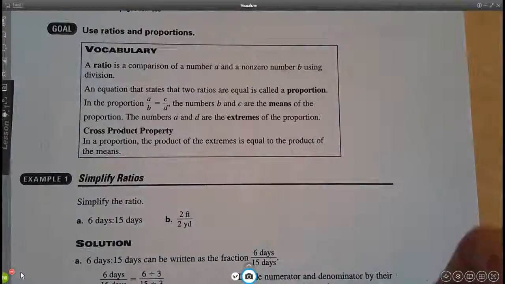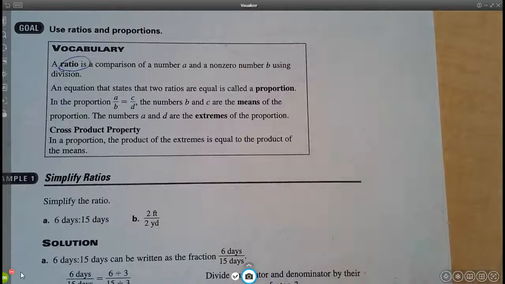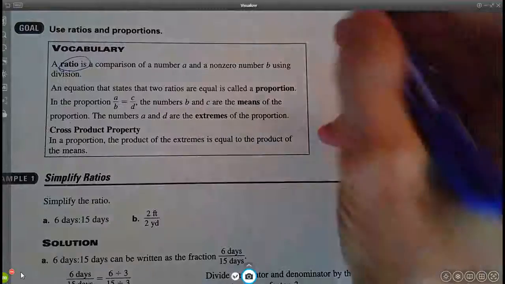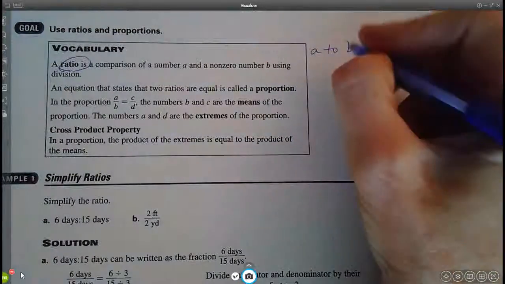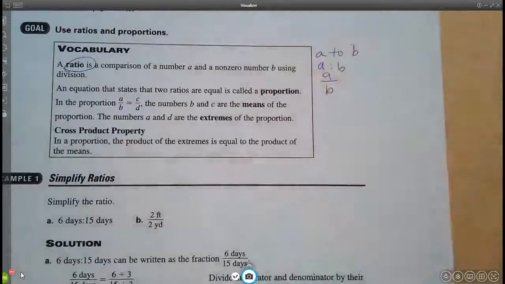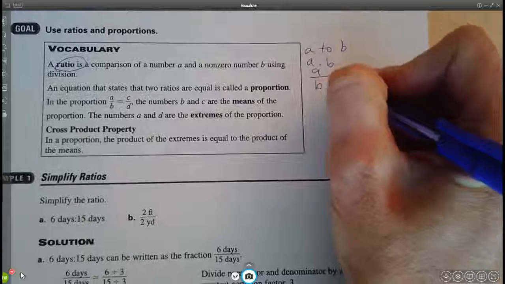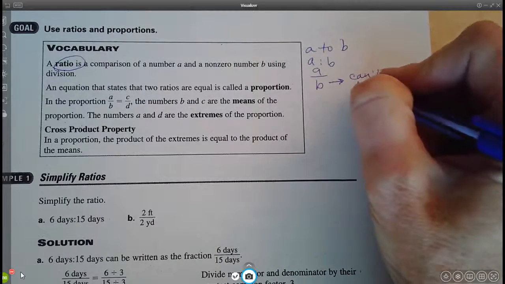All right, so ratios and proportions. First of all, a ratio is a comparison of a number A and a non-zero number B using division. So that might look like this: A to B, A colon B, or A over B. And of course, the reason B has to be non-zero is because we can't divide by 0.